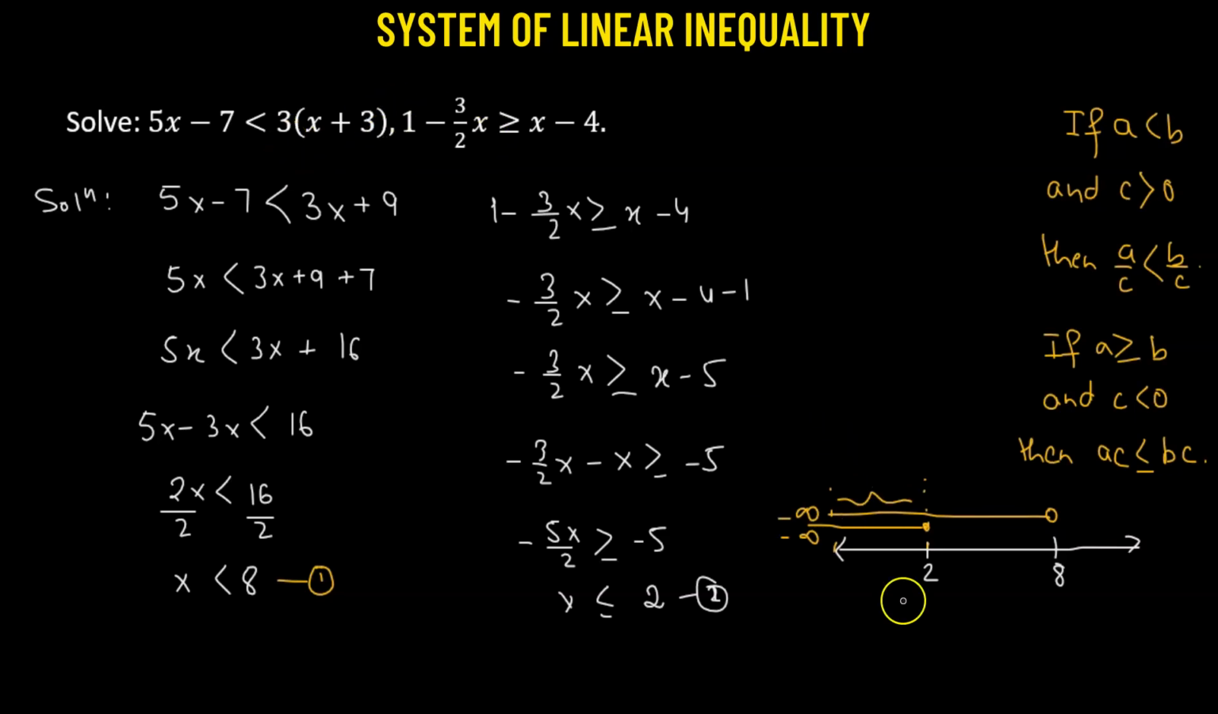So if we write it in the interval form, our solution will be from negative infinity to 2. Negative infinity by definition is unbounded, so we'll use an open interval, but x equals 2, the endpoint, is a part of the solution as stated by number 2. So we'll use a closed interval. So negative infinity to 2 is the solution to the system of linear inequalities.